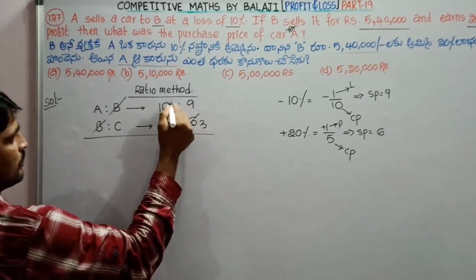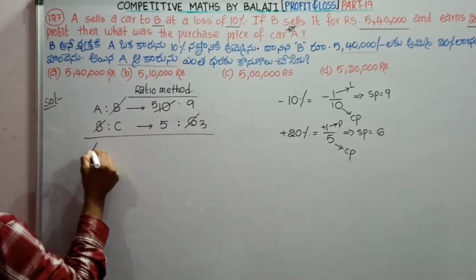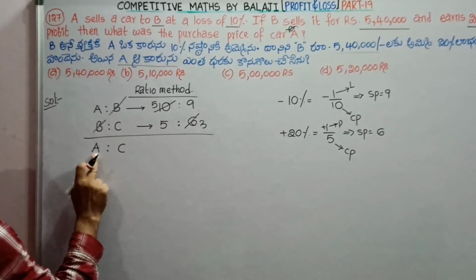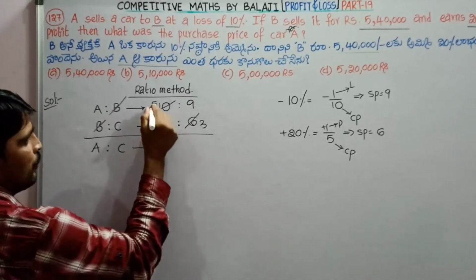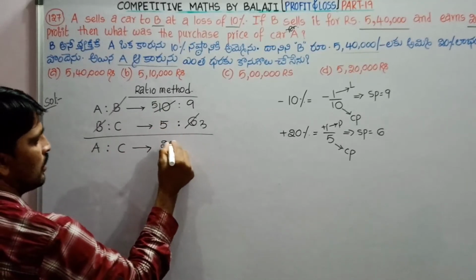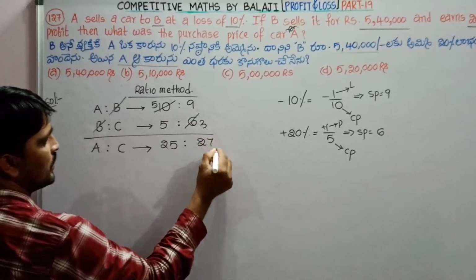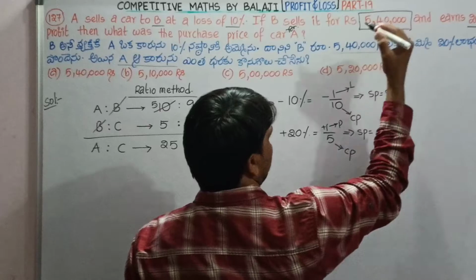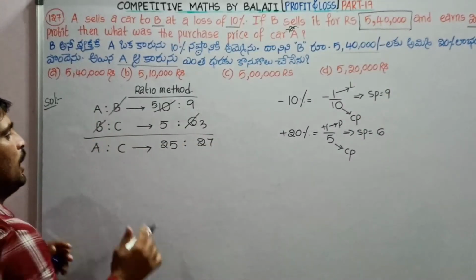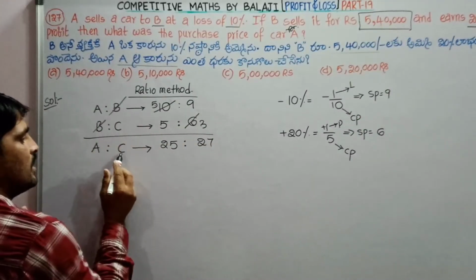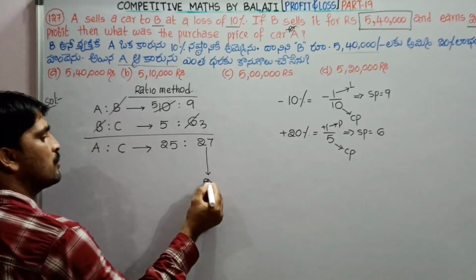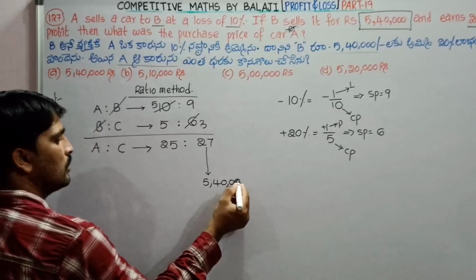2 3s are 6, 2 5s are 10. Finally we get the ratio of cost price for A to cost price for C, that is 5 5s are 25, 9 3s are 27. In the question it is given that B sold it to C for rupees 5,40,000. That is, cost price for C is 27 units. 27 units value is 5,40,000.